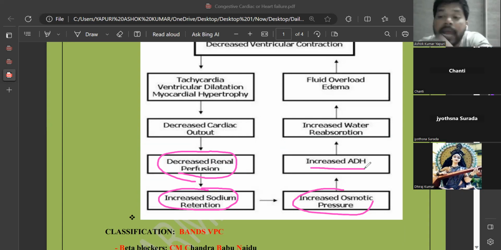What is ADH? Antidiuretic hormone. The name itself indicates it opposes urination. If urination is opposed, body fluids stay inside the body. So simply what is happening? Increasing water reabsorption. This increased water reabsorption leads to overload of fluids that develops edema. Edema in the heart is nothing but accumulation of excess fluids in the body.